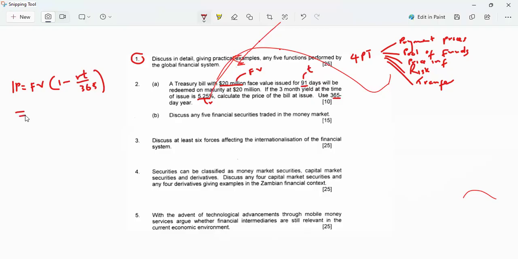So what do we have? 20 million times 1 minus 0.0525 times our time, 91 divided by 365. Okay, what do we get?